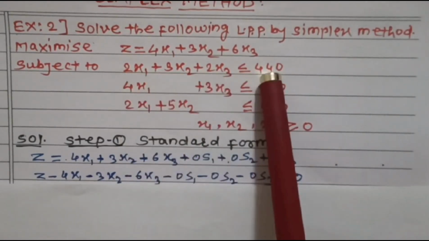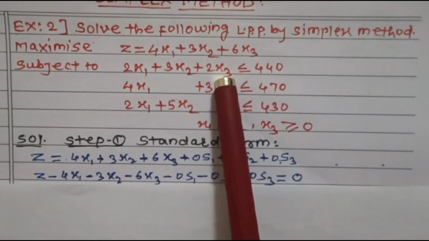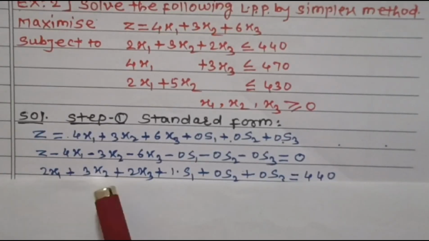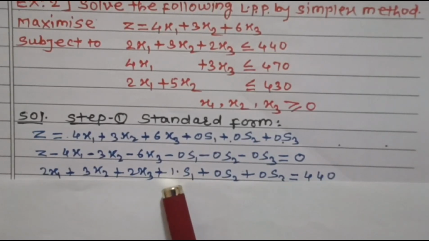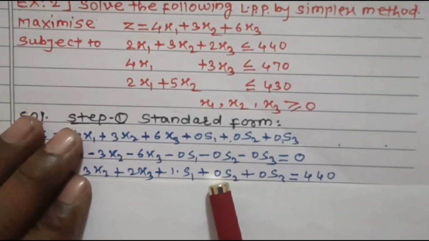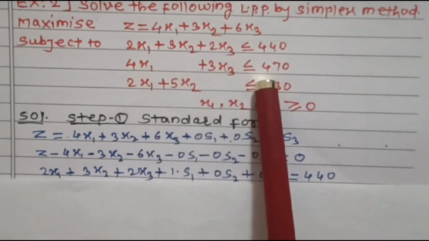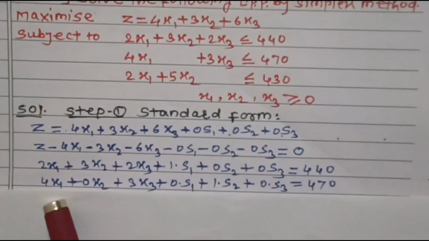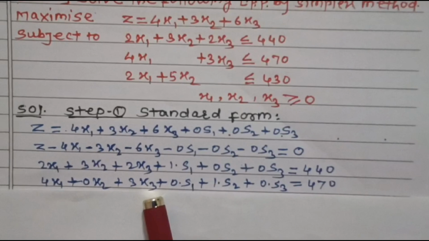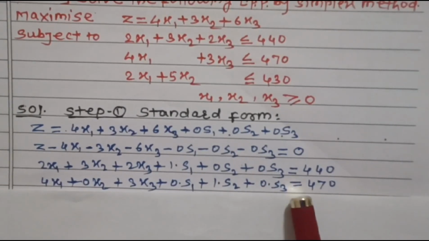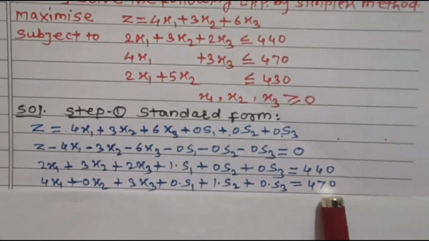And then this constraint gives the first equation, adding slack variable s1 on the left hand side, replacing the less than or equal to sign by an equal to sign. That equation will be 2x1 + 3x2 + 2x3, s1 with coefficient 1 is added, plus s2 with 0 coefficient and s3 with 0 coefficient, and the right hand side is 440. Similarly from the second constraint you get the second equation: 4x1 + 0 times x2 + 3x3 + 0 times s1 + 1 times s2. In the second constraint we are adding slack variable s2 with coefficient 1, plus 0 times s3, and the less than or equal to inequality is replaced by an equal to sign and the right hand side constant term is 470.